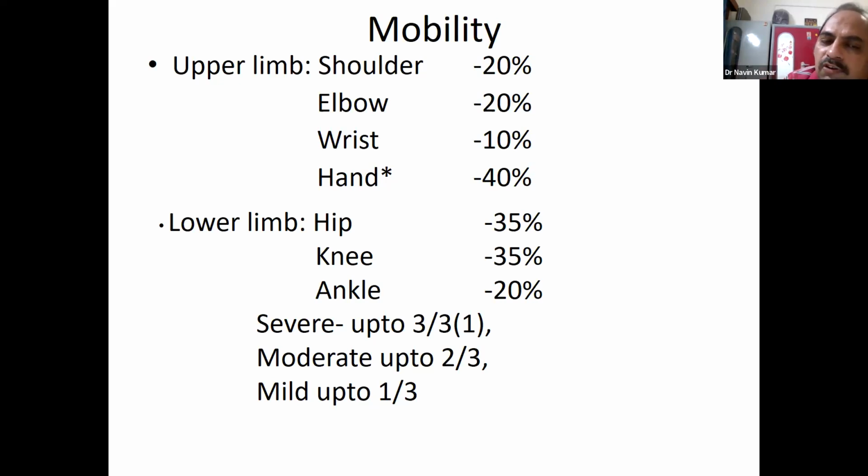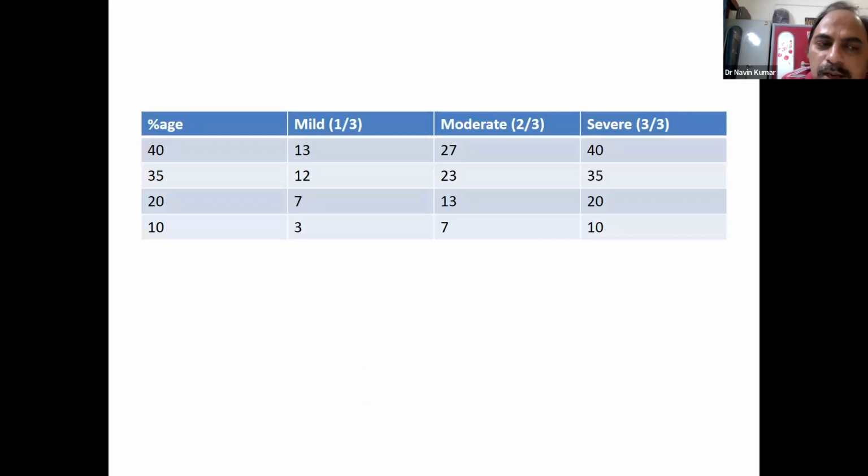Like hip is having 35% maximum if movement is fully, severely restricted. But if it is moderate, then if you make it 2 by 3, a maximum of 23 we can give. Similarly, if it is only mildly involved, then it will be around 12 percent only. So I have just made this table according to each number, whether it is 10% or 20%, 35% or 40% involvement for different parts. You can do mild, moderate, and then severe.